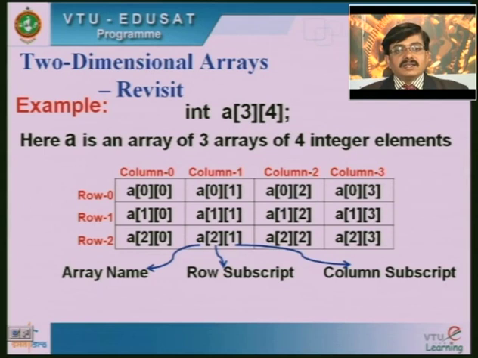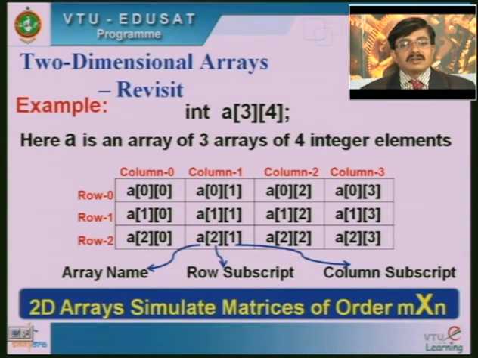Altogether, each row will have 4 elements. So we can see a of 0 0, a of 0 1, a of 0 2, a of 0 3. This is row 0, this is row 1, this is row 2. Similarly, in each row we have 4 elements: column 0, column 1, column 2, column 3. Though in memory it is stored in a contiguous memory area, externally we can visualize this as a matrix. Here a is the name of the array. The first subscript is the row subscript, the second subscript is the column subscript. So we can say this particular two-dimensional array simulates the concept of matrices of order m cross n, because we are using only rows and columns.